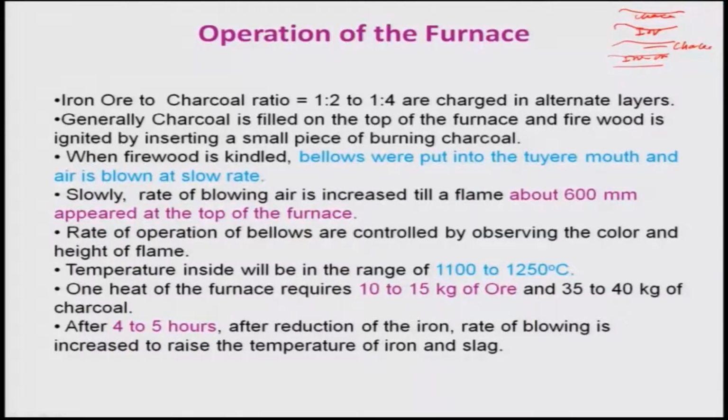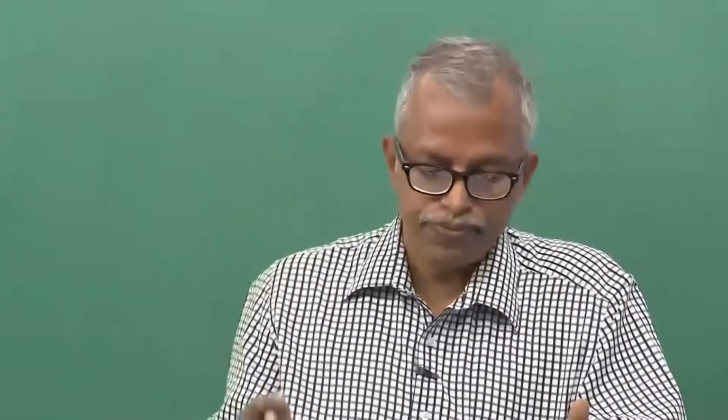Generally, charcoal is filled on the top of the furnace and firewood is ignited by inserting a small piece of burning charcoal, right. And when firewood is kindled, bellows are put into the tuyere mouth and air is blown at a slower rate. The rate of air entering the furnace will be small, and slowly the rate of blowing air is to be increased till a flame about 600 mm appears at the top of the furnace.